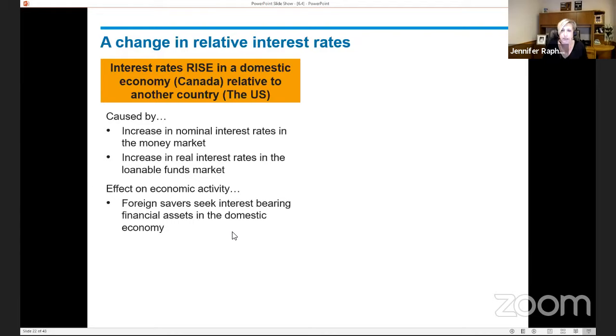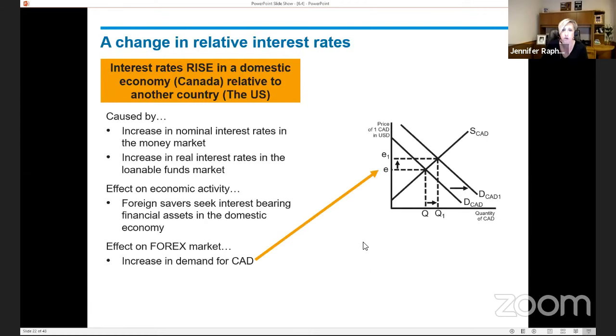Domestic savers are going to be less willing to buy financial assets in foreign countries, right? But foreign savers are going to be more willing to buy financial assets in a domestic economy. So how are we going to show that? Well, if money wants to come into Canada to buy Canadian financial assets, there's going to be an increase in demand for the Canadian dollar. That's going to cause the equilibrium exchange rate, or the price of the dollar, to rise. That's going to cause the domestic currency to appreciate.